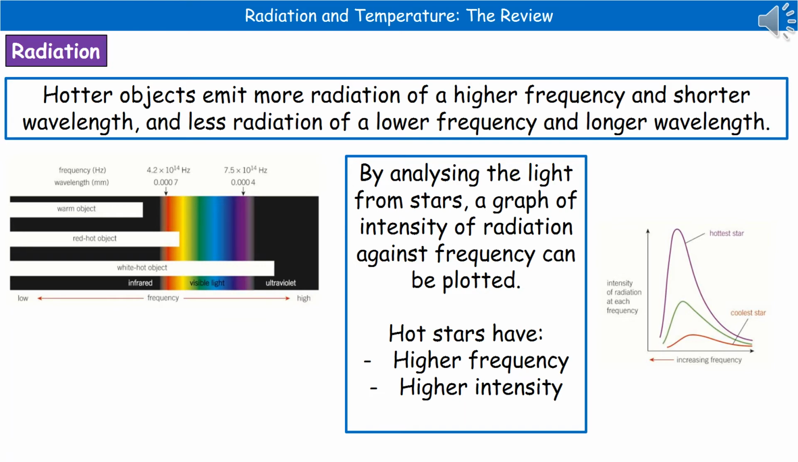So on the y-axis we've got the intensity of the radiation at each frequency, and along the x-axis we've got the actual frequency. Just look carefully though, because you can see that it's increasing towards the left, okay, so the opposite of how we'd normally draw a graph. Now what we can see there is that when we've plotted that graph, we can spot the hottest star there with that purple line, because it's got a higher frequency and higher intensity. Whereas the coolest star, which is the red line there at the bottom, that's only got a very low amount of our high frequency waves.